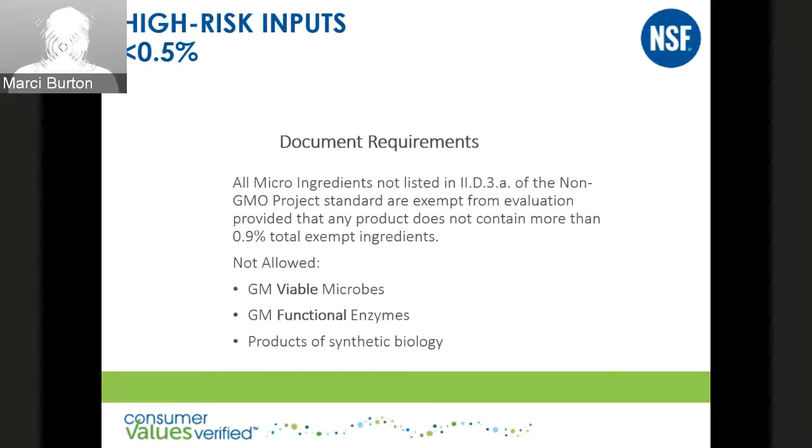Things that can be exempt would be if you have a bit of soy oil, soy lecithin, really anything can be exempt if it's less than 0.5%, as long as it's not a viable microbe, a functional enzyme, or product of synthetic biology. So I know that enzymes are used a lot in the bread baking world, and if you can demonstrate that the enzyme is no longer functional in the finished product due to high heat, then those can be exempt because they're no longer functional enzymes.